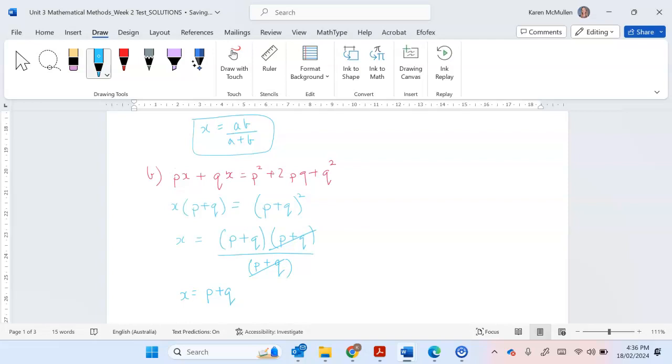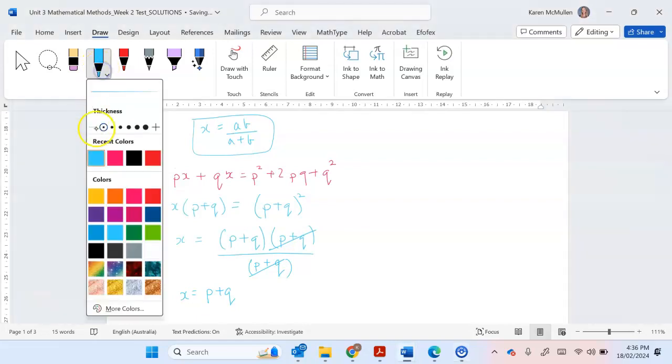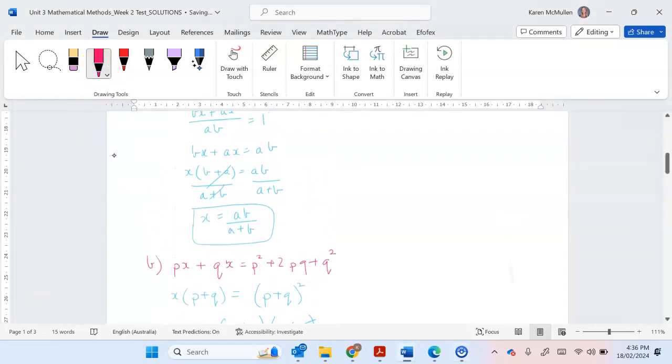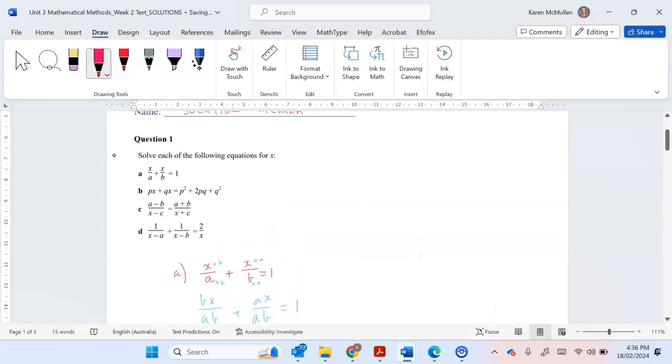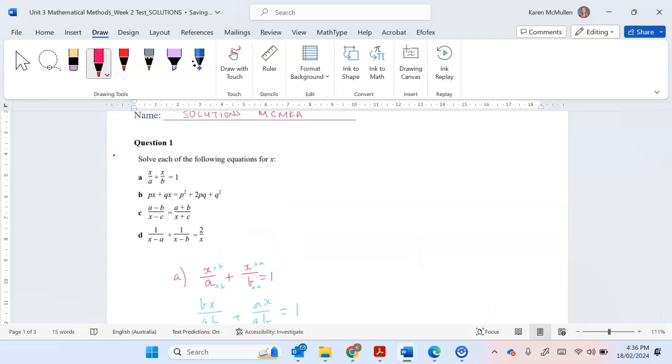All right, let's have a look at question C. I'm going to do that up here. I might go all the way up because you never know with these questions. Sometimes they take a lot of space. All right, so we've got a minus b over x minus c equals a plus b over x plus c.